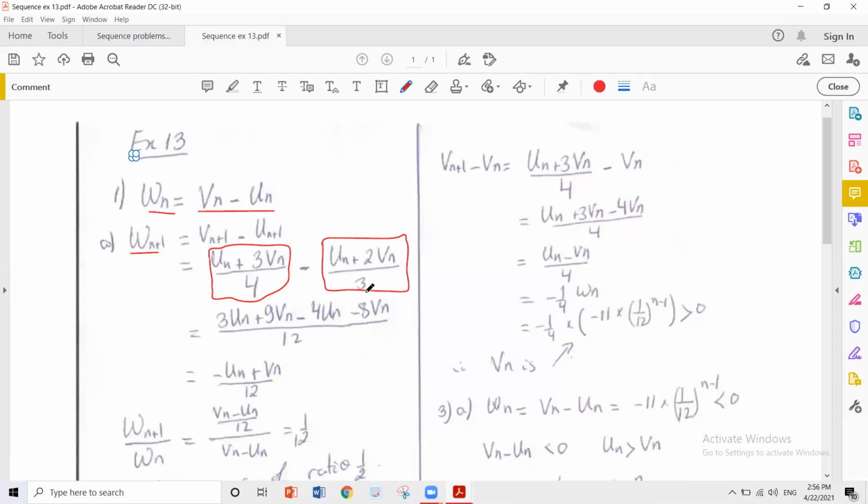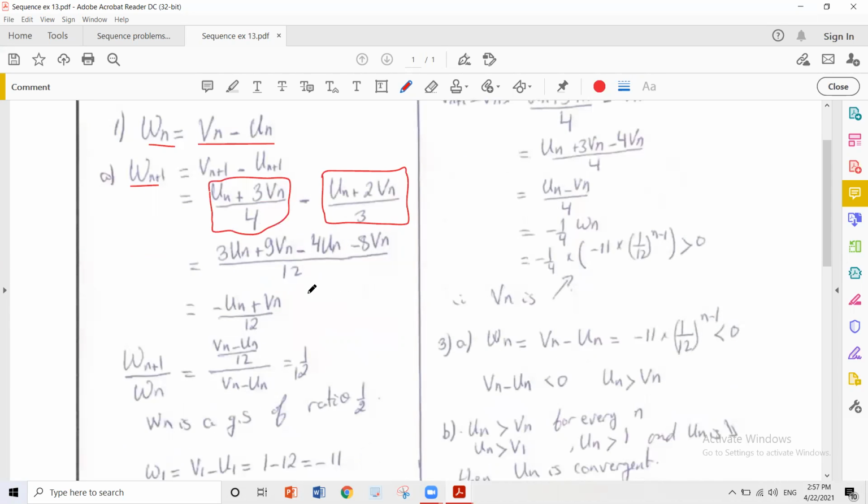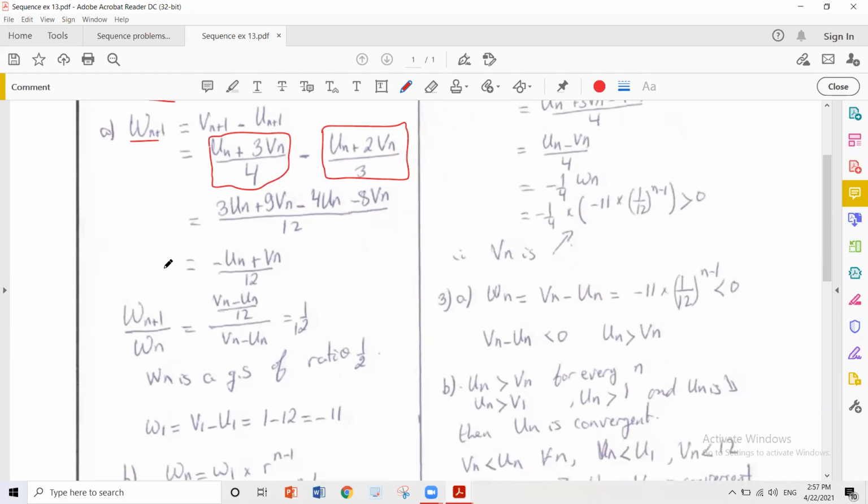We take the LCM, which is 12. 12 divided by 4 is 3, we get 3Un plus 9Vn. 12 divided by 3 is 4, minus 4Un, minus 8Vn. So it equals (minus Un plus Vn) over 12. This is Wn plus 1.